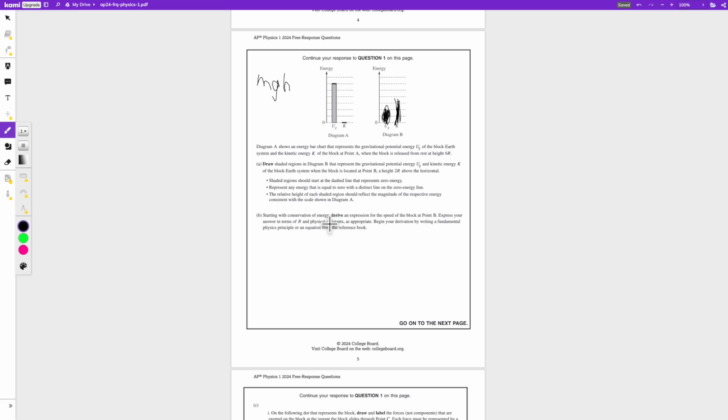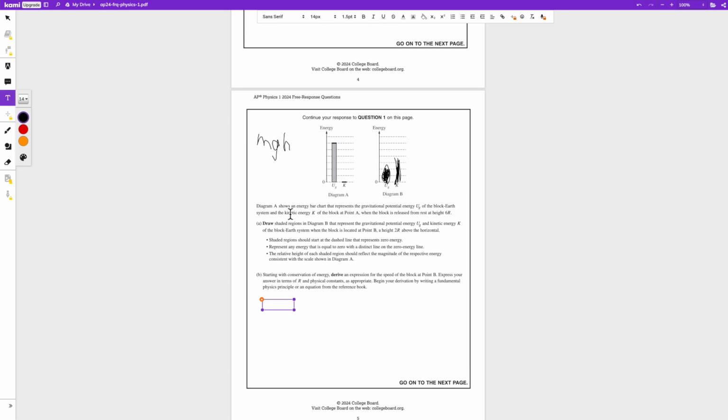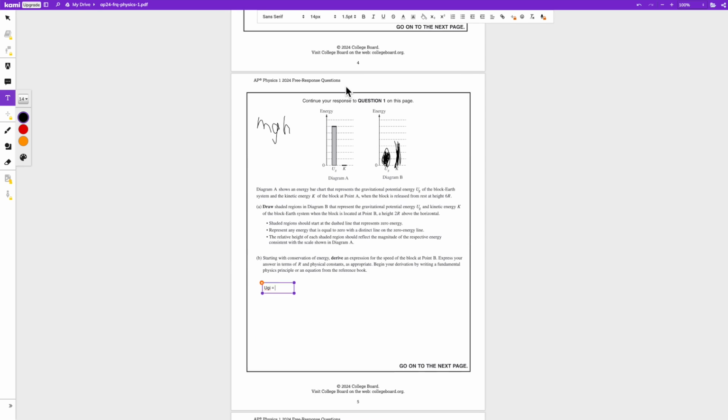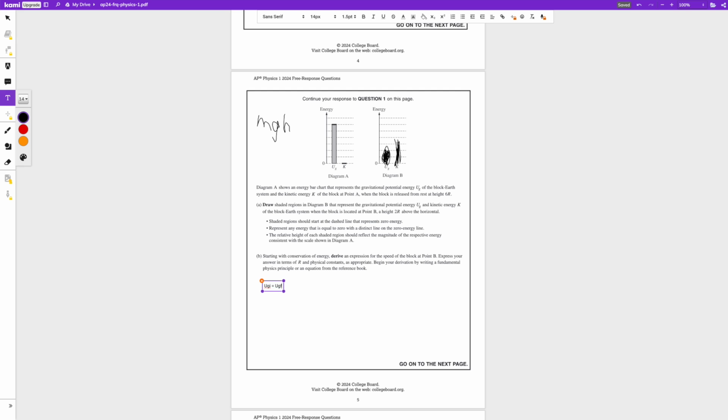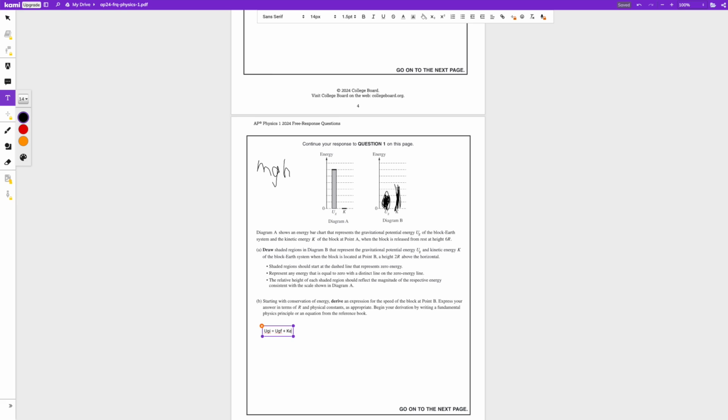Next question. Starting with conservation of energy, derive an expression for the speed of the block at point B. So we have to start with the conservation of energy, so let's do that. So what are we starting with? At point A, we're just starting with potential energy. So UGI is equal to, and at point B, we have potential energy over here, so that's UGF, and we do know our thing is moving, so that must mean we have kinetic energy, KEF.